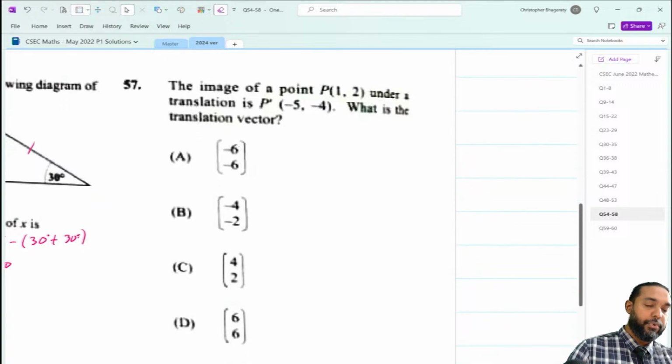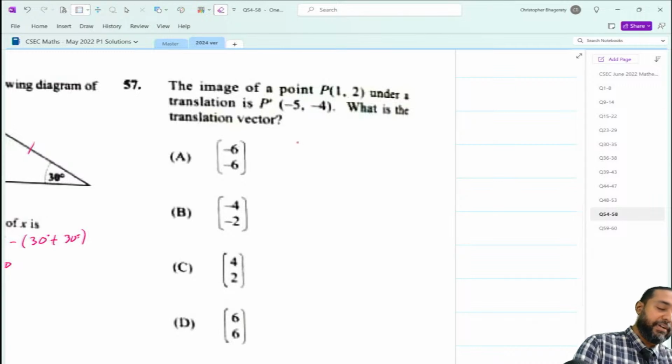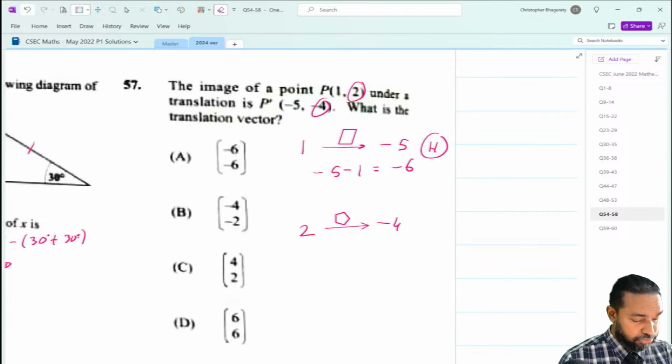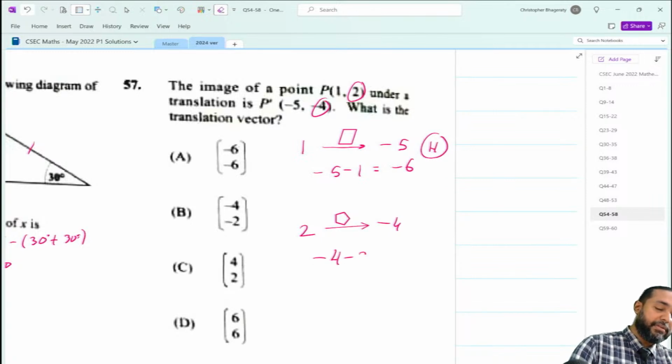Right, the image of a point P(1,2) under a translation is that. What is the translation? Okay, cool. So check it. They want to know what the translation vector is. So they went from 1 to -5. To find out, well, what was the component, right? You take end and you minus start, and that gives us -6. So that's the horizontal. And you're looking at, you went from 2 to -4. So what was the amount of the shift there? Of course you take ending, you minus start, and you get -6. So -6 is the translation vector here.